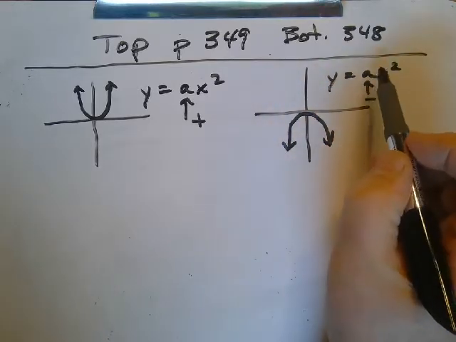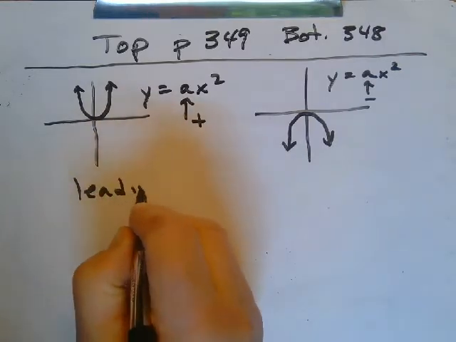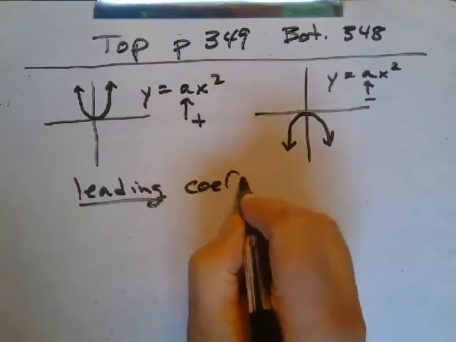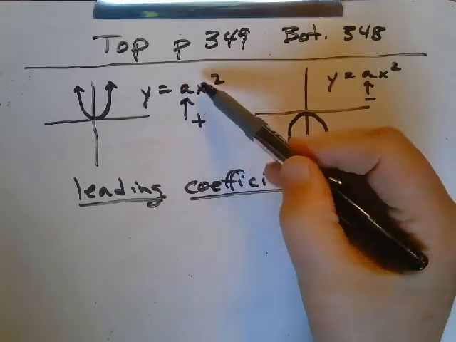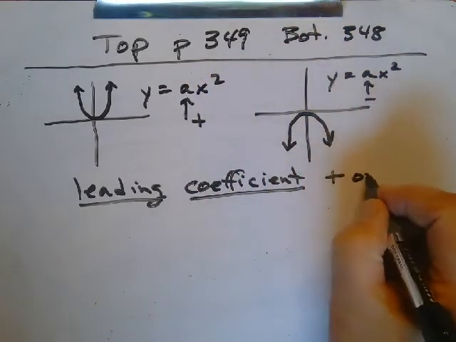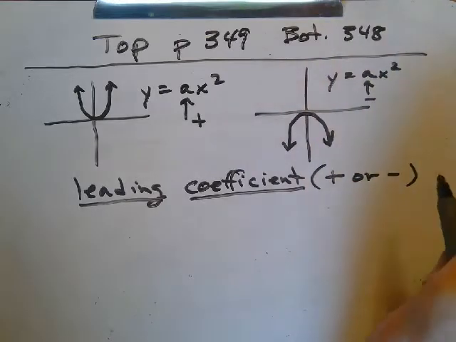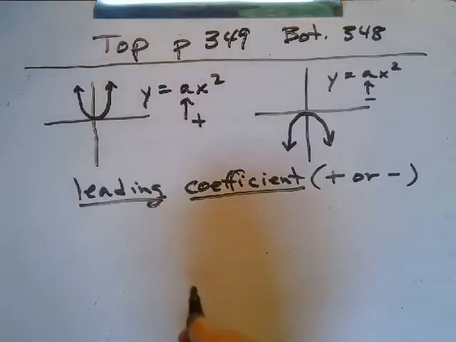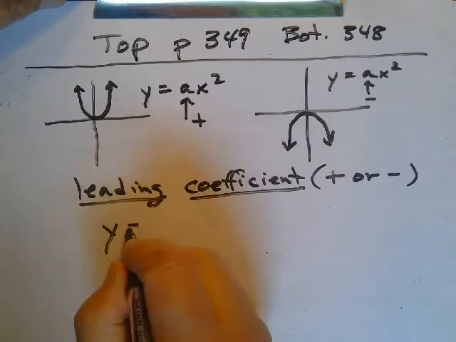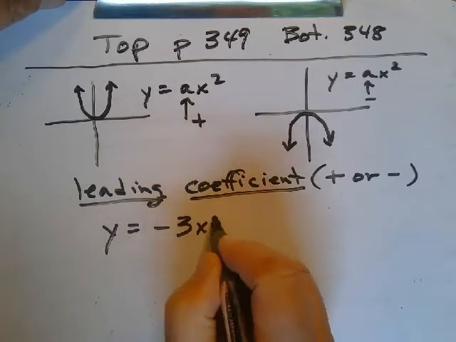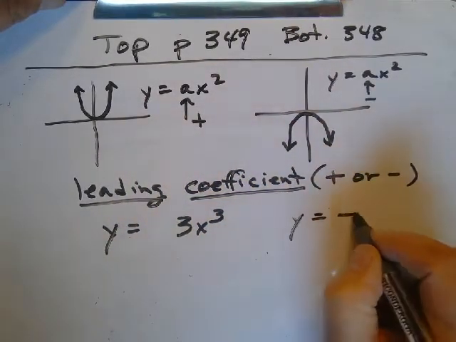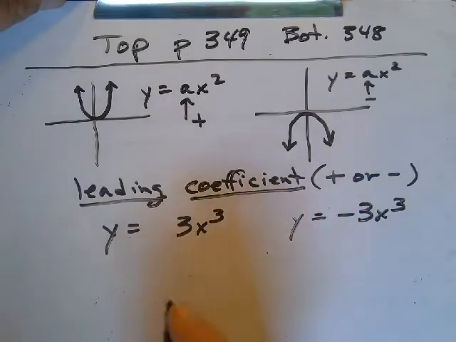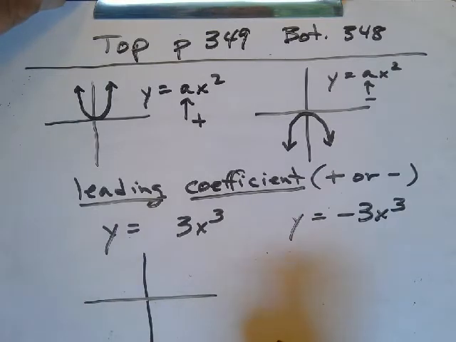What this is going to say is that the leading coefficient, in other words, the number in front of the highest term, whether it is positive or negative, is going to determine what the graph looks like. Let me show you what I'm talking about. If I had, for example, y equals 3x to the third, or let's start with positive, that would be different than having y equals negative 3x to the third. Let's go ahead and see what would happen. 3x to the third would look something like this.